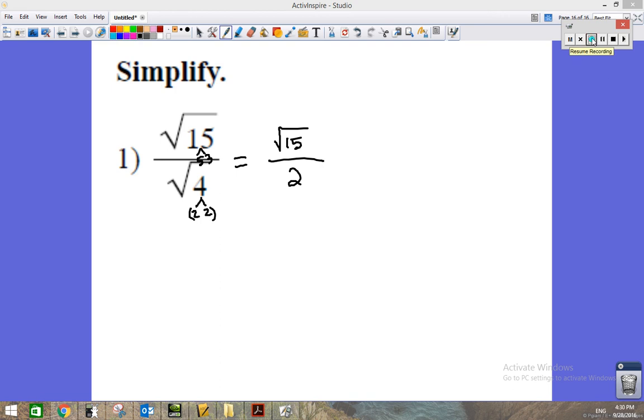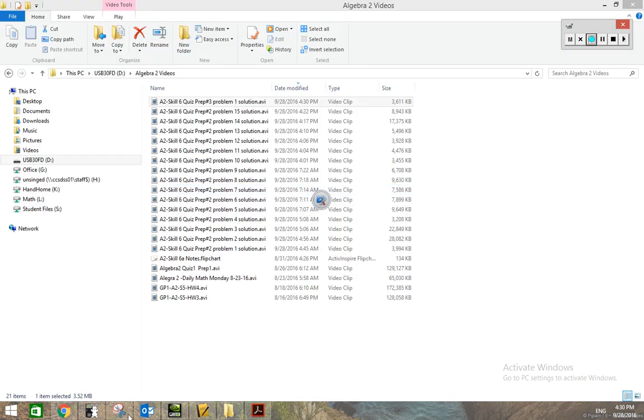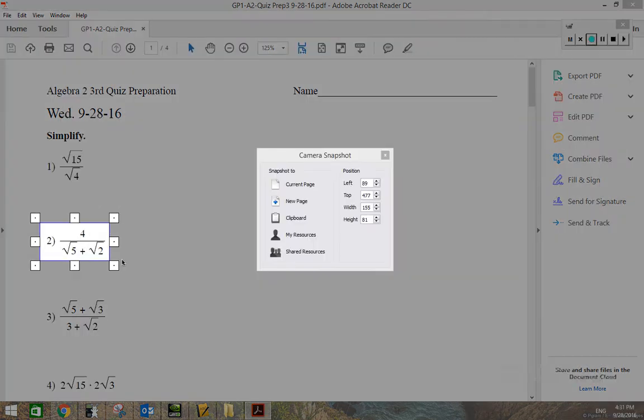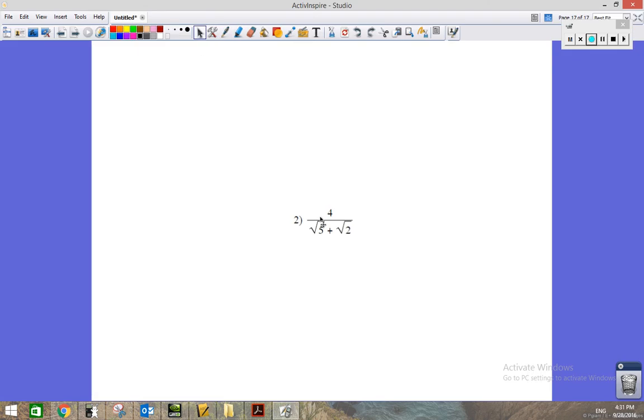Alright, so let's move on to this next problem. We have another division problem. This time it's more challenging than the first one because in the denominator we have a binomial and we can't simplify the square root of 5 or the square root of 2.